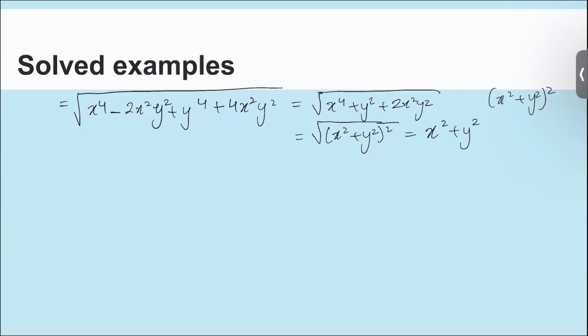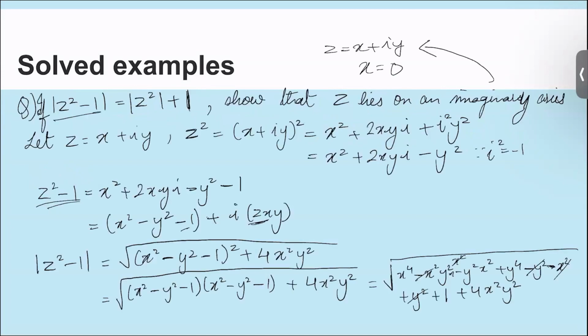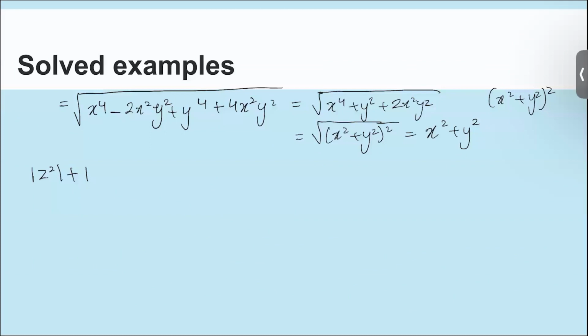Now we also have to find the right hand side. So over here we found the value of the left hand side of this equation. Now we will find the right hand side of it. So this would be the modulus of z squared plus 1. Okay, so this is what we have to find. Now we have already seen your z squared.